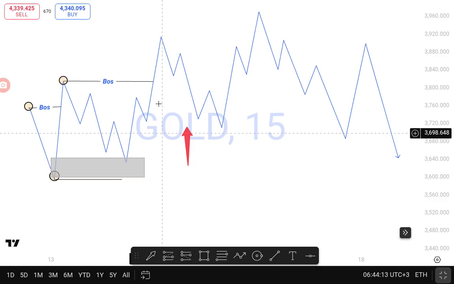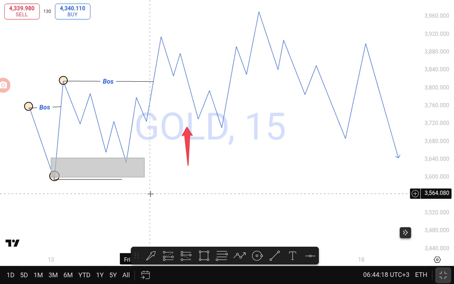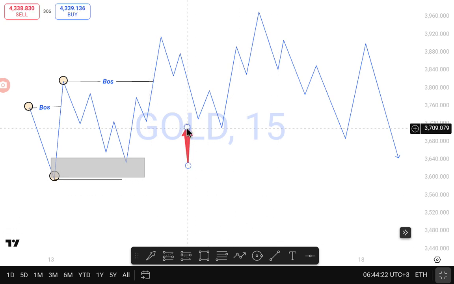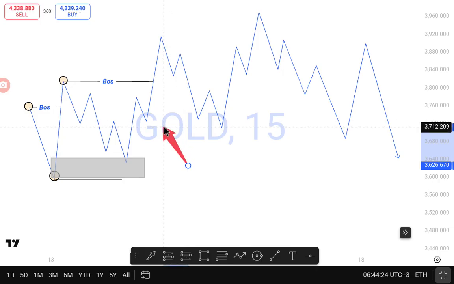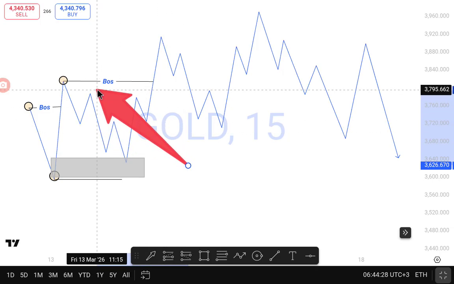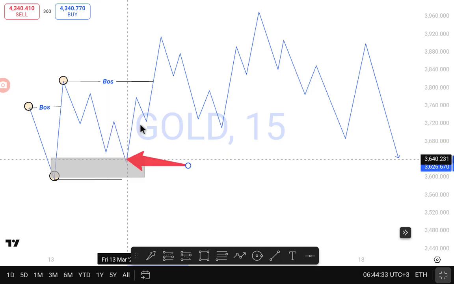Whenever market breaks structure, what we firstly need to look at is what swing point has caused the break of structure. Now here we have not two, there are many. This is a swing point, it is internal. This is a swing point, this is a swing point, this is a swing point.